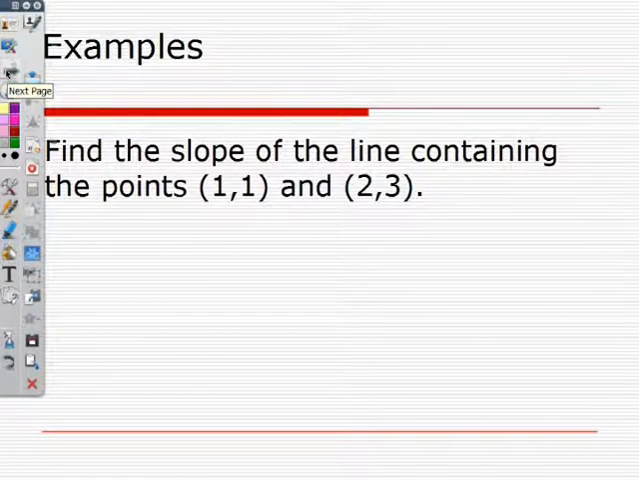This you can just keep going right there on page 67. Find the slope of the line containing the points (1, 1) and (2, 3). You could graph it, and then you could count it, but that's slow, right? I don't have the graph already.